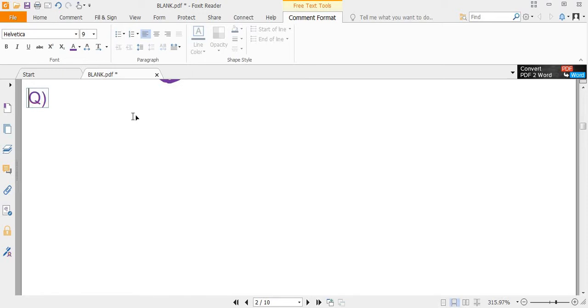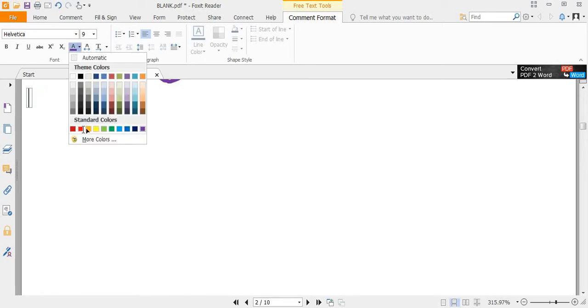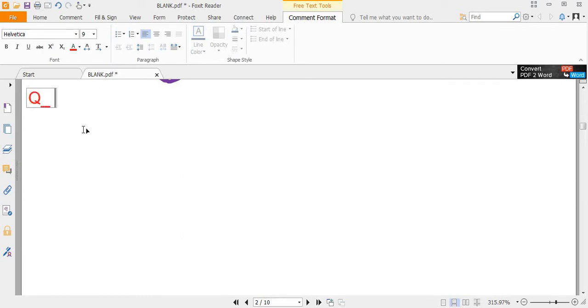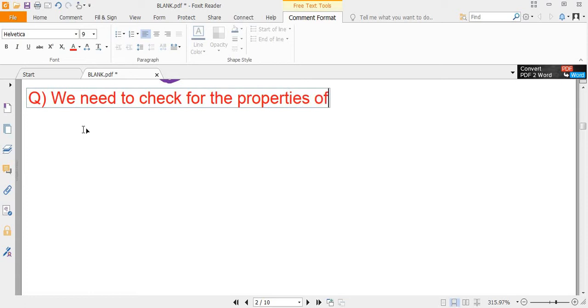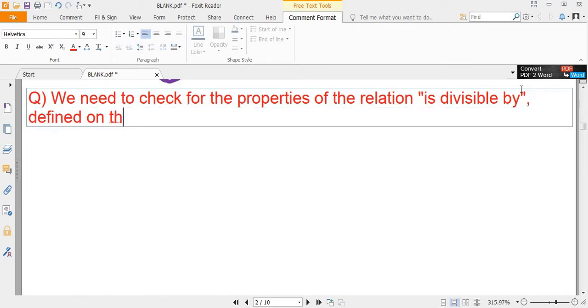Let me just write the question in red. So the question is, we need to check for the properties of the relation, and here the relation is "is divisible by". We'll discuss what I mean by that as I progress with the sum, but we'll essentially be checking the properties of the relation "is divisible by" defined on the set of natural numbers, that is the set of positive integers.